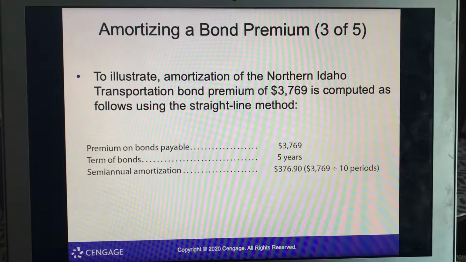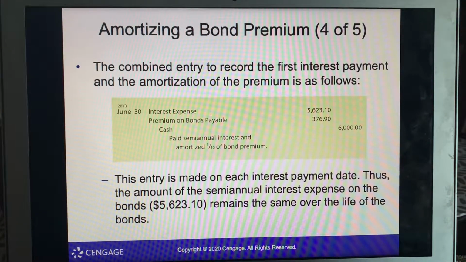Okay, so let's take a look at this. Premium on bonds payable was $3,769, 5 years. So then we'll divide it by 10 periods, because the reason why it's 10 is because, remember, it was semi-annually. So we did 5 and then twice a year. So 2 times 5 gives us 10. So $376.90. Okay, and don't forget that's straight line. It's not a percentage. So interest expense will be $5,623.10, and the remaining will be $376.90. And then our cash will be $6,000. Okay.